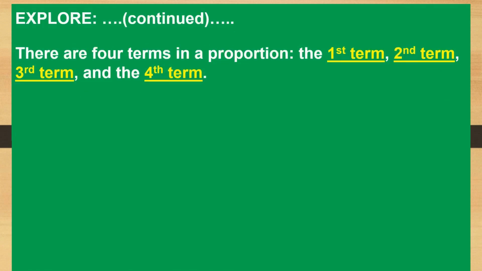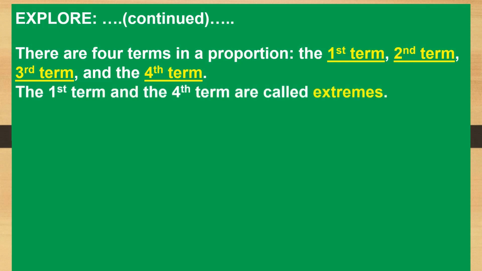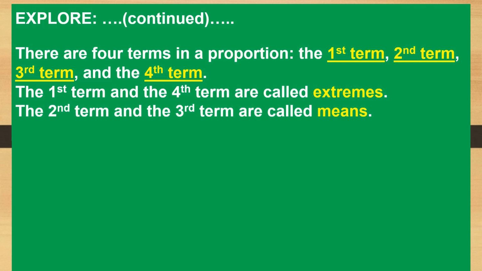Why? Let's see. There are 4 terms in a proportion: the first term, second term, third term, and the fourth term. Where could you find the first term, second term, third term, and fourth term? So remember this: the first term and the fourth term are called extremes. The second term and the third term are called means. I'll show you some examples.